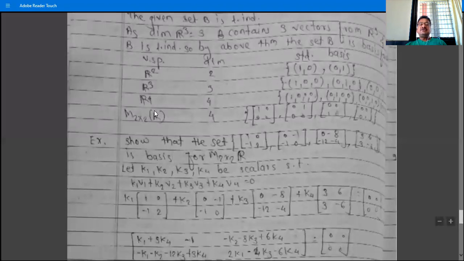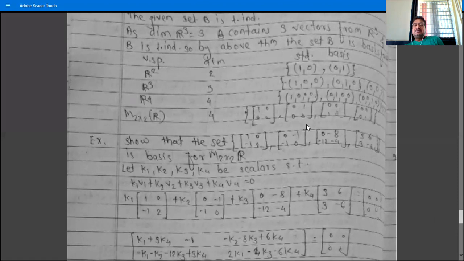The dimension of M2x2(R) is 4. And what is the standard basis? (1 0; 0 0), then (0 1; 0 0), then (0 0; 1 0), and the fourth element is (0 0; 0 1). So this is the standard basis of M2x2(R). Any basis of M2x2(R) contains four vectors. So these are the four standard vectors, the standard basis of M2x2(R).